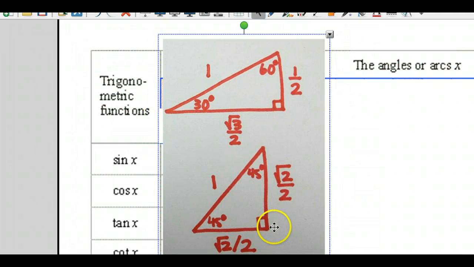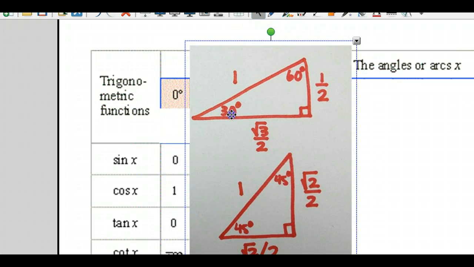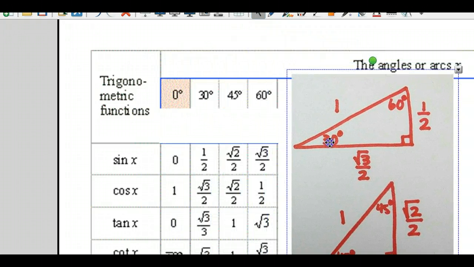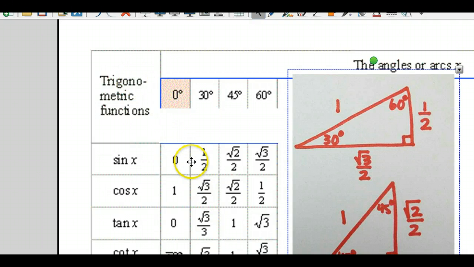So here I have two very popular right triangles, the 30, 60, 90 right triangle and the 45, 45, 90 right triangle. And just like the right triangles in our unit circle, we know that the hypotenuse is 1. So if the hypotenuse is 1, then here are the side lengths for these measurements. If I want to figure out the sine of angle 30, remember the sine is opposite over hypotenuse, so the sine of angle 30 would be 1/2 over 1. And here I've developed a chart to represent that. As you can see, the sine of 30 is 1/2.